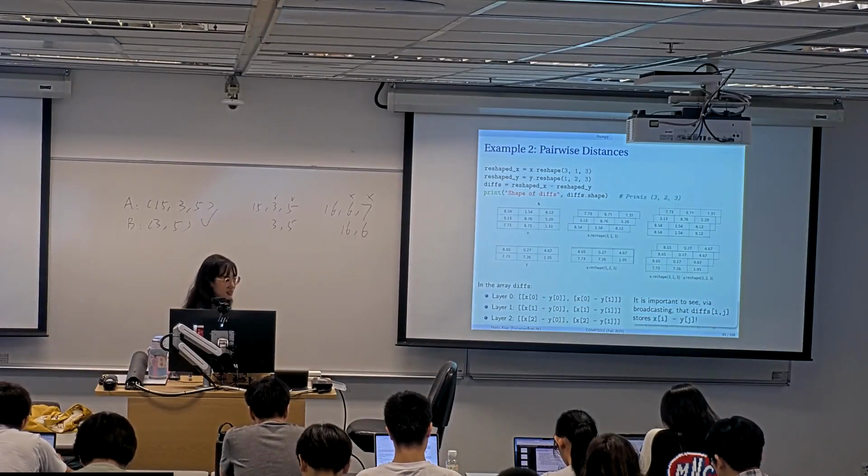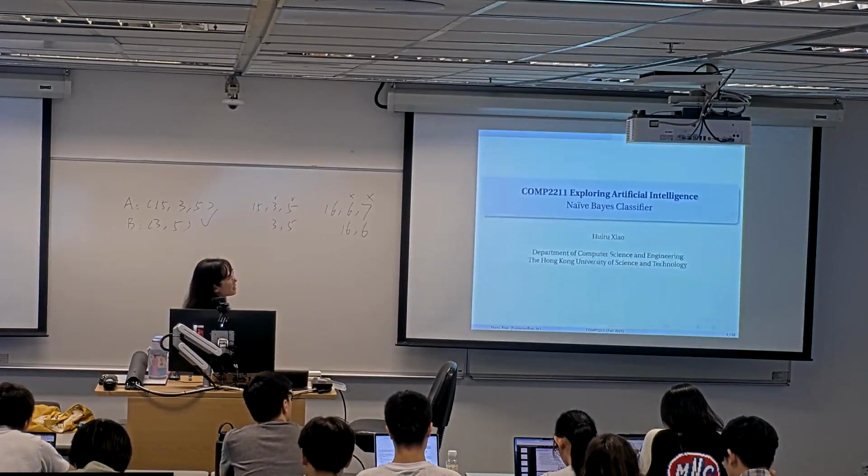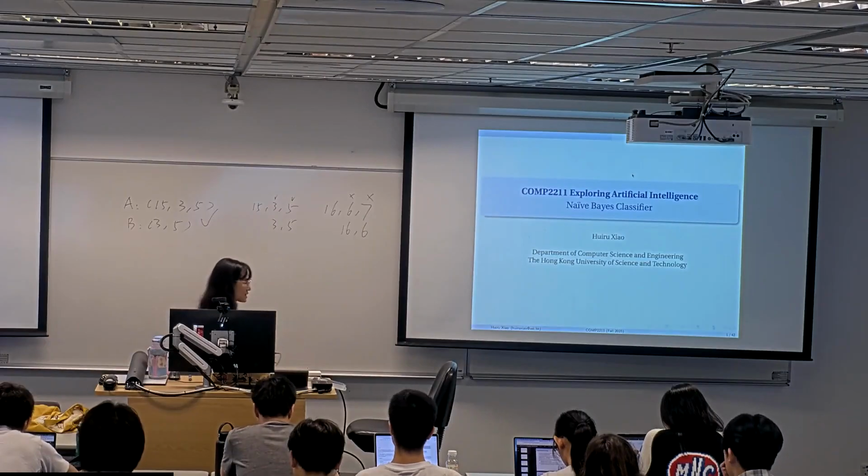Alright, so that's some clues about why reshaping in this way. Of course, the important thing is that you must keep the last dimension still the last dimension, because basically that means the rows. Alright, next we will start with real AI lectures.